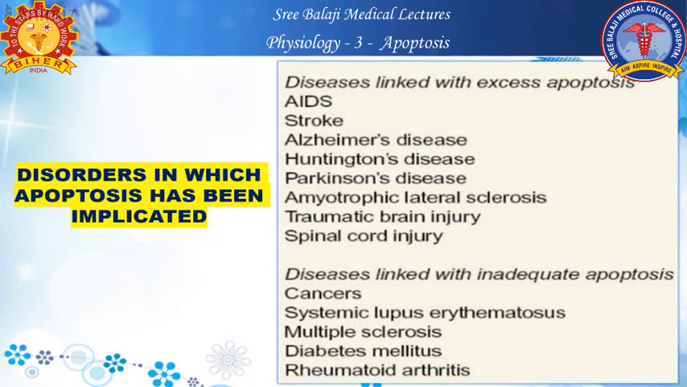If apoptosis is not regulated, it leads to a number of disorders. Excess apoptosis leads to AIDS, stroke, Alzheimer's disease, Huntington's disease, Parkinson's disease, amyotrophic lateral sclerosis, traumatic brain injury, and spinal cord injuries. Diseases linked with inadequate apoptosis are cancer, SLE (systemic lupus erythematosus), multiple sclerosis, diabetes mellitus, and rheumatoid arthritis. Thus, apoptosis needs to be learned and concentrated on more. So let's go for the class.